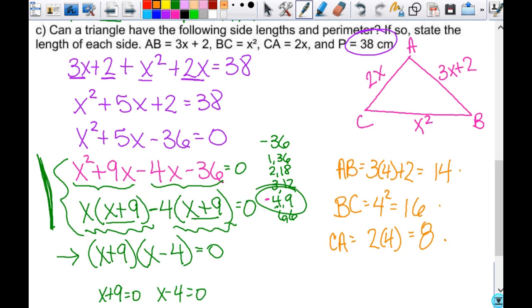Okay. Now the question didn't ask me for x. It didn't ask me for the side lengths. It didn't ask me for any of that. What it asked me for, it says, can a triangle have the following side lengths and perimeter? If so, state the length of each side. Well, you actually have to state the length of each side, whether it does or not. And then we're going to check it.